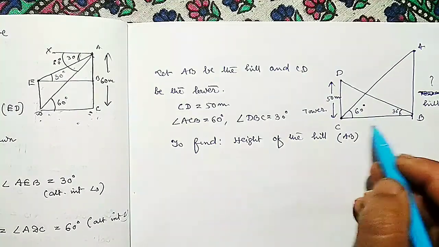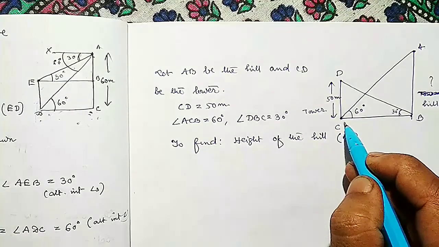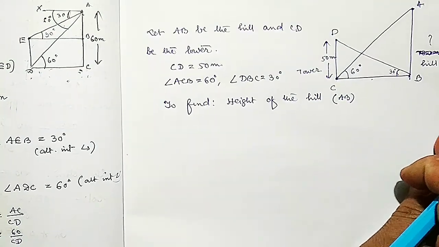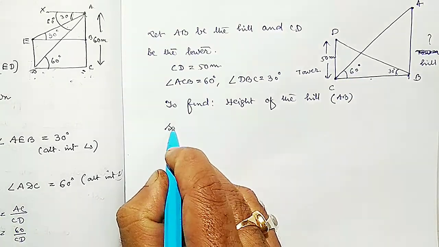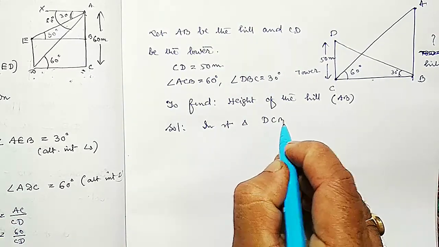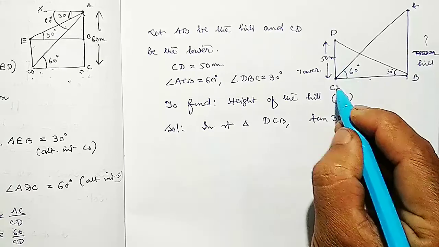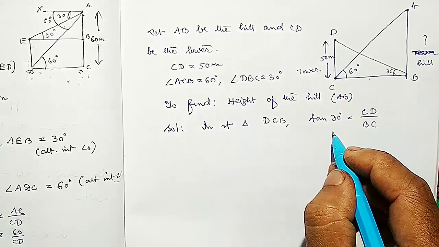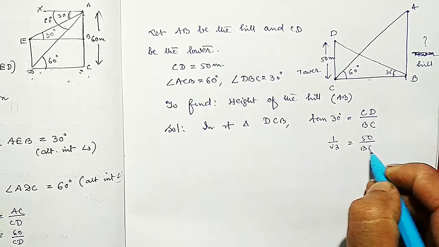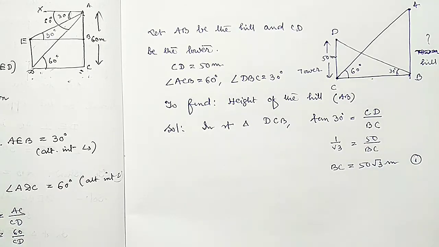Okay, as in this triangle, this CD is given, that is 50 meter is given, so we can easily calculate BC, and once we got BC, this value can be used in the bigger triangle to find the height of AB. So first of all, we will consider the triangle DCB. So in the solution part, you write in right triangle DCB, tan of 30 will be CD by BC. Now tan 30, we know the value is 1 by root 3 equals CD is 50 by BC. So if I cross multiply, I am going to get BC equals 50 root 3 meter. Let it be equation number 1.